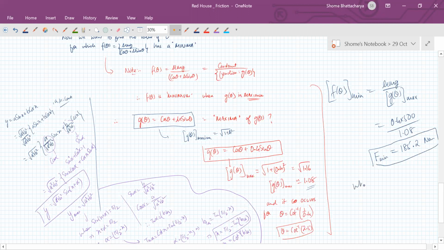But this will be when we apply it at an angle of theta equal to cot inverse 2.5, or that is the same thing as tan inverse 0.4. So that is approximately 21.8 degrees.